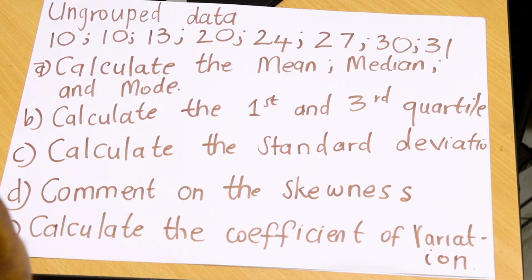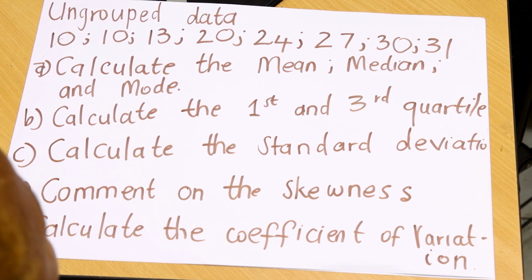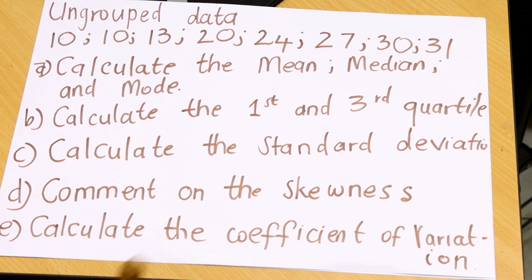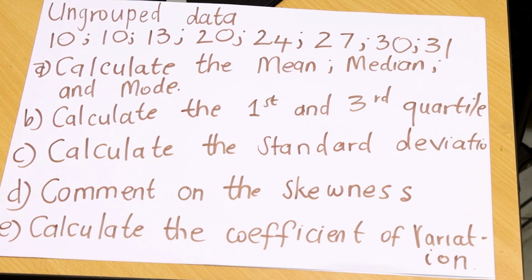In this video, I'm going to show you how to calculate descriptive statistic measures for ungrouped data. So we have the mean, median, the mode, the quartiles, the standard deviation, and the skewness and the coefficient of variation. So you're given here the data 10, 10, 13, 20, 24, 27, 30, and 31.